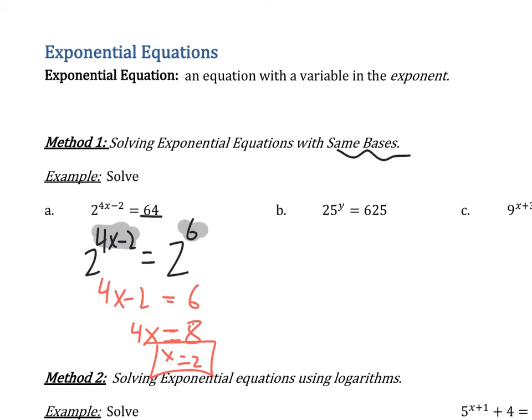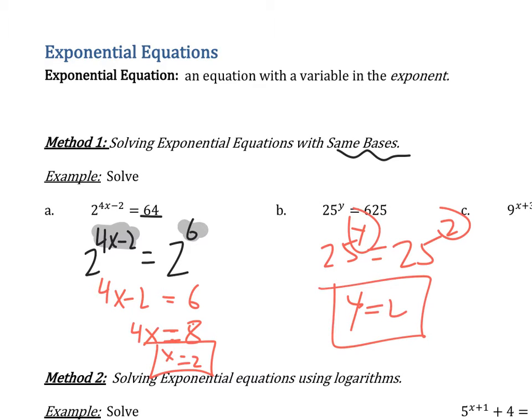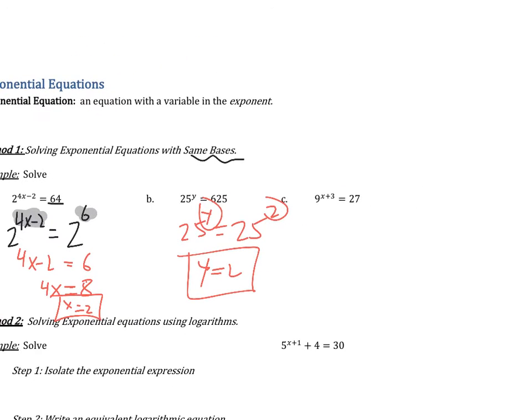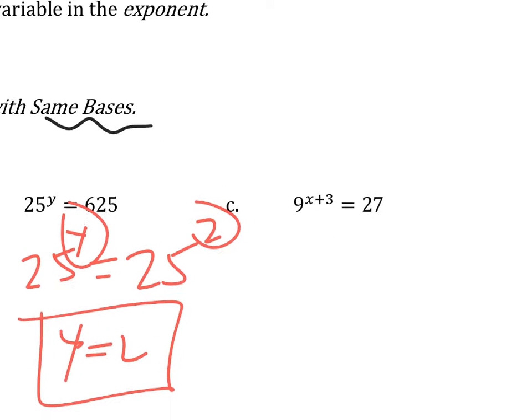That's the key. Here we have 25 to the y equals 625. Well, 625 is 25 squared, so we can write it with the same base. So y is 2. That's the idea there. Again, this works if we can write both sides with the same base.